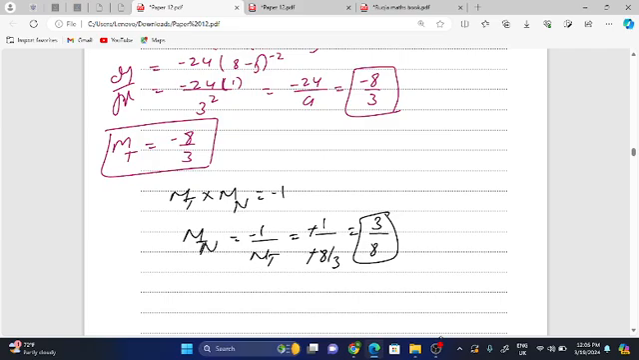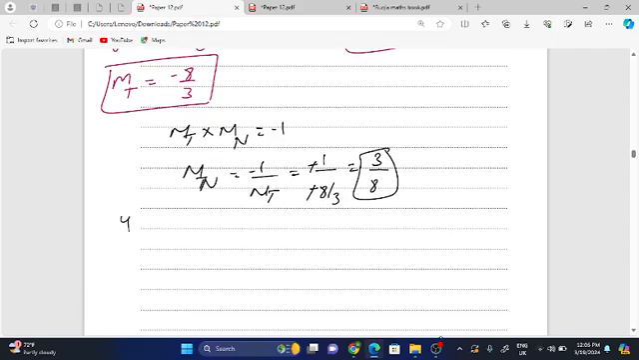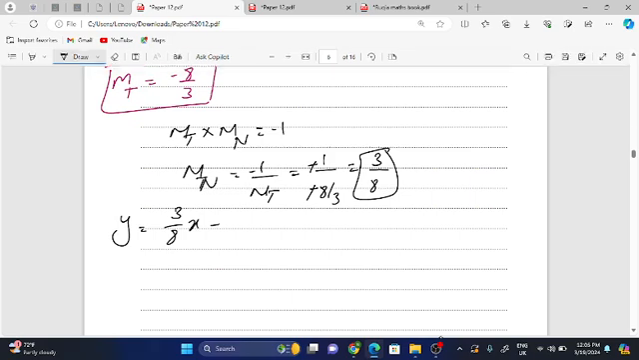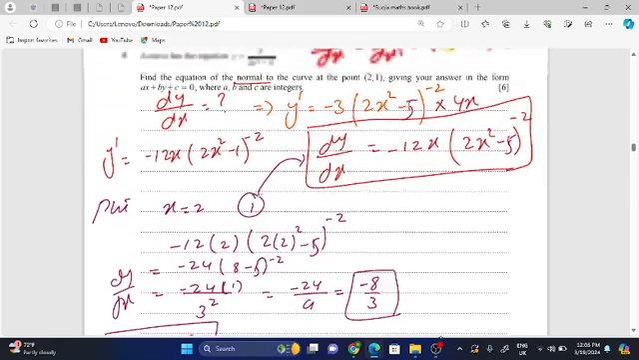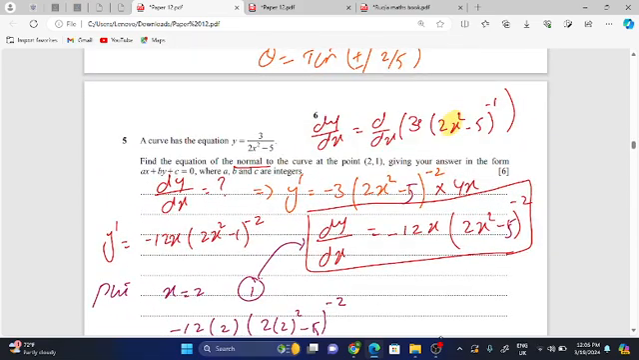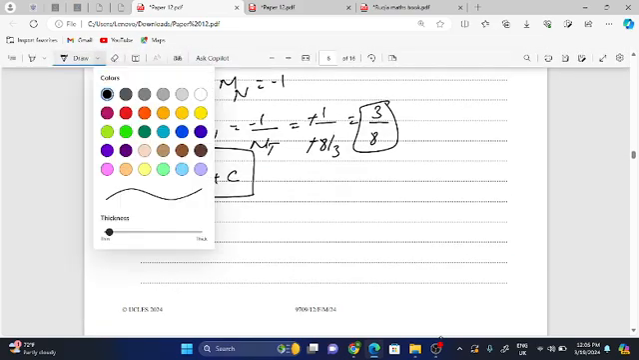Now you have that slope. Put it back into the main formula, the equation of a line: y equals the slope 3 by 8 times x plus some constant of intercept, c. That is the equation of the normal that you calculated so far. But you have to express your answer in the form ax plus by plus c. So you will calculate the value of c at the given point, and then you are able to get the expression in that way.